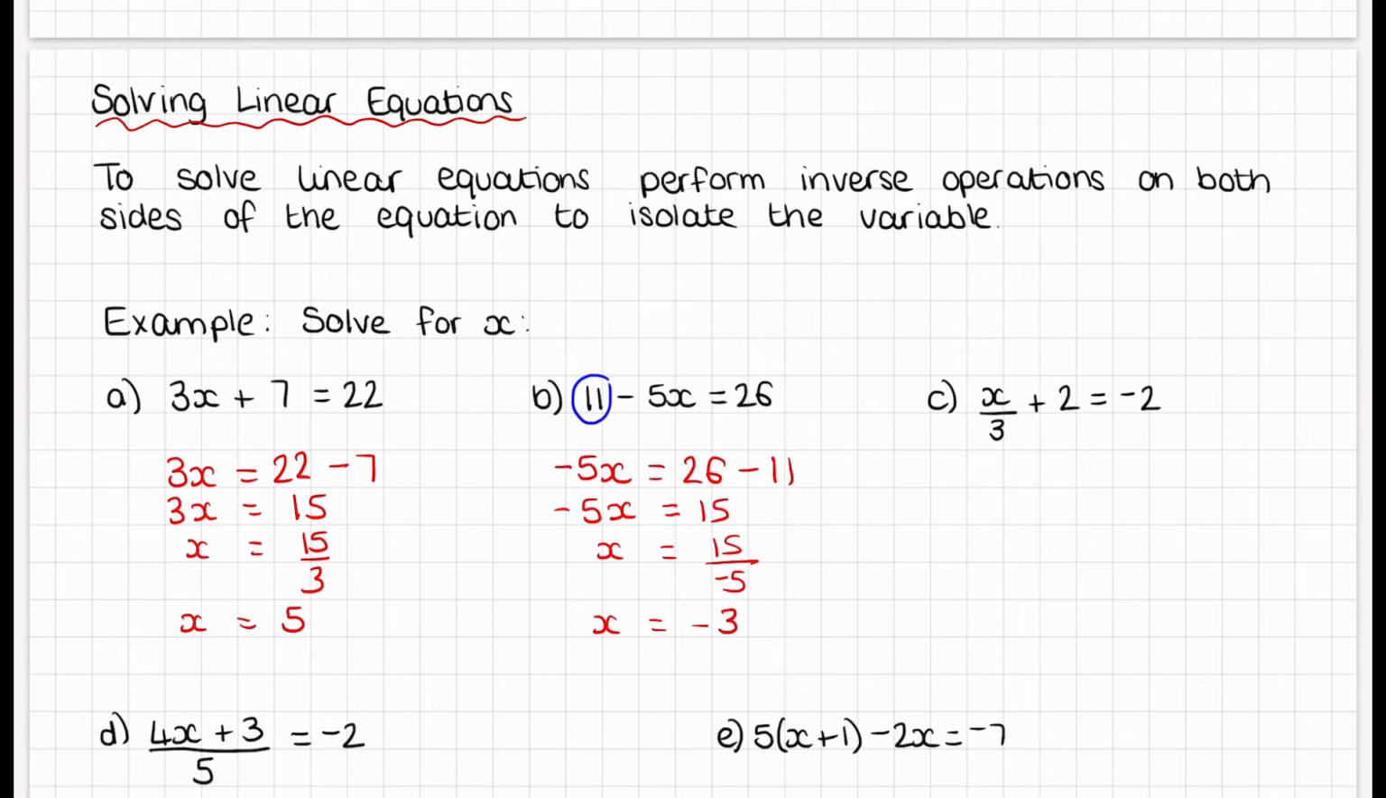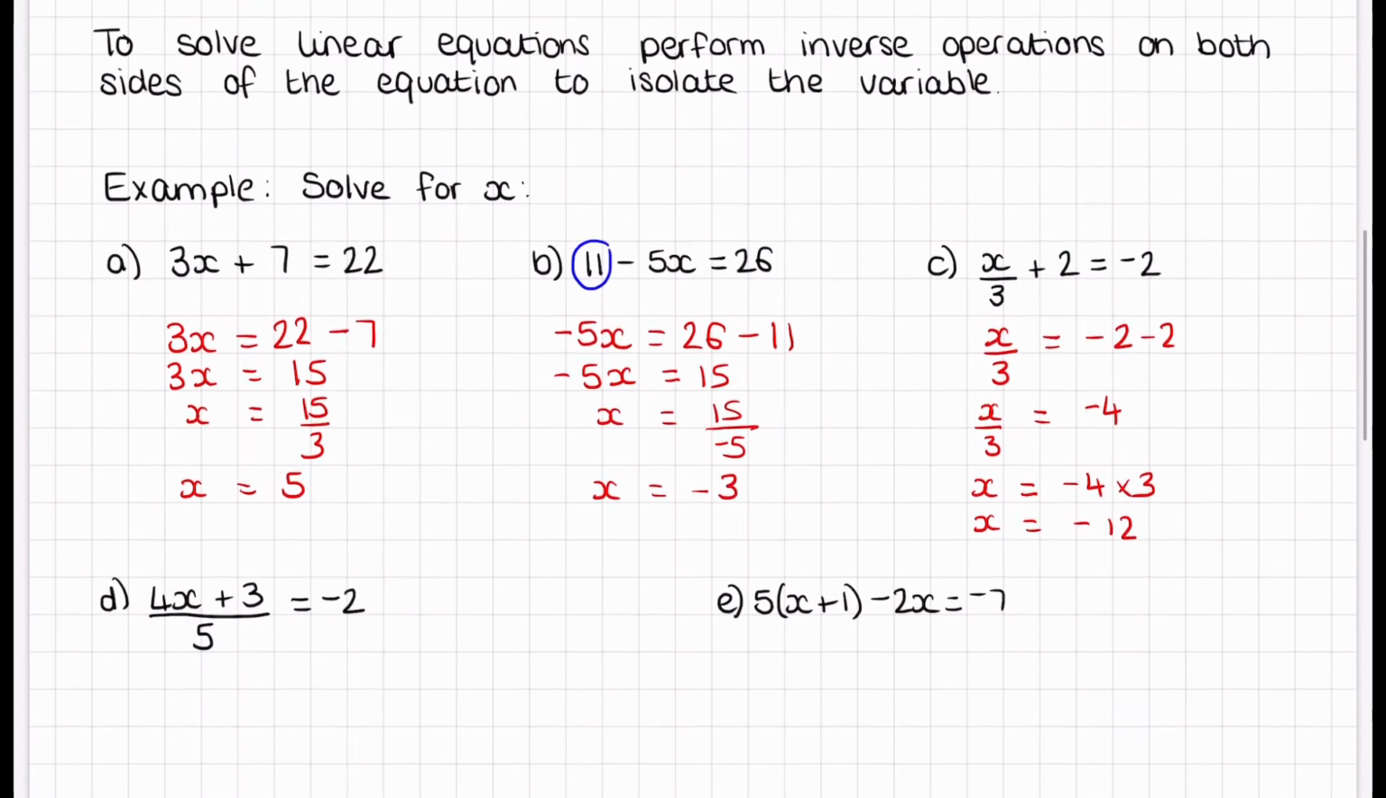C. Same thing here, we've got x over 3 plus 2 equals negative 2. First thing we can get rid of is this plus 2. And obviously to get rid of plus 2, we need to minus 2 from both sides. So we'll end up with x over 3 equals negative 4. Now here we have x divided by 3, so to get rid of the divide by 3, we have to times by 3 to both sides. So x will equal negative 12.